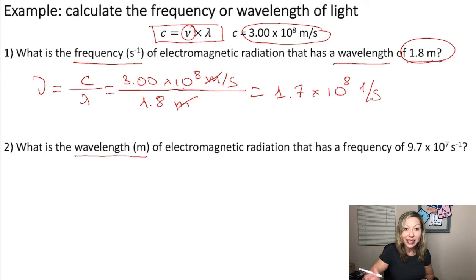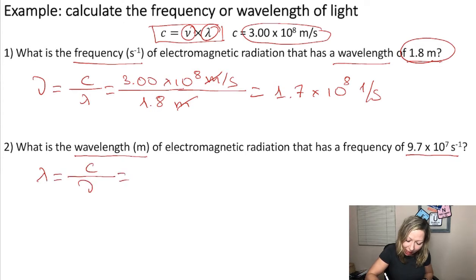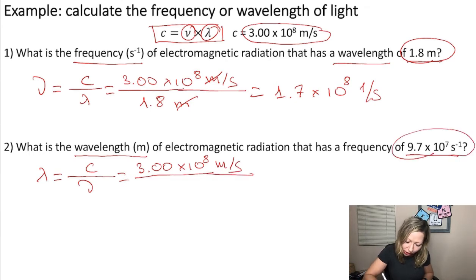So what is the wavelength in meters of electromagnetic radiation that has a frequency of 9.7 times 10 to the 7th second to the minus first? So now we are going to solve using the same formula for the wavelengths. So from here, the wavelengths equals the speed of light divided by the frequency. And the speed of light again is a constant, 3.00 times 10 to the 8th meters per second, divided by the frequency, which is 9.7 times 10 to the 7th 1/s.